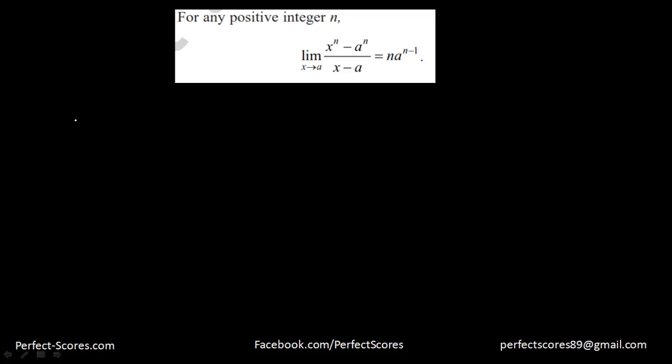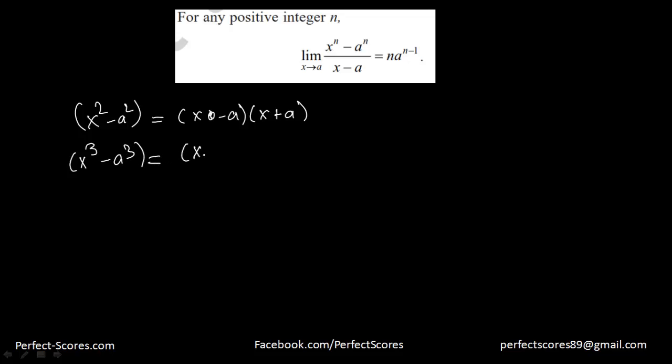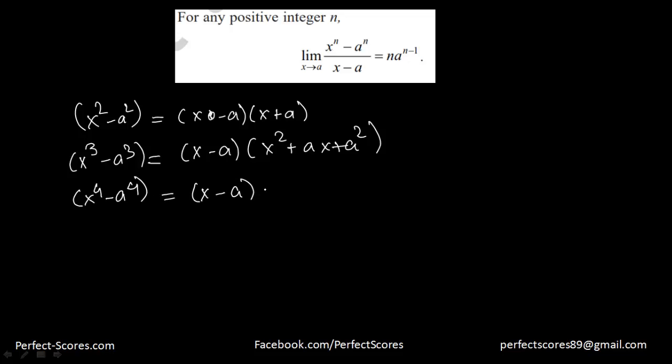The better way of doing this: what is x square minus a square? That is x minus a into x plus a. What is x cube minus a cube? That is x minus a into x square plus ax plus a square. And what is x to the power 4 minus a to the power 4? That is going to be x minus a into x to the power 3 plus a x square plus a square x plus a cube. Now how do I know this? I haven't crammed this x to the power 4 minus a to the power 4. How am I knowing this?